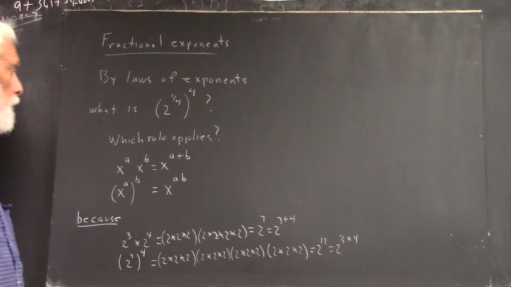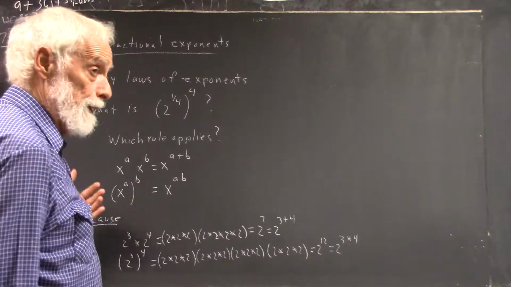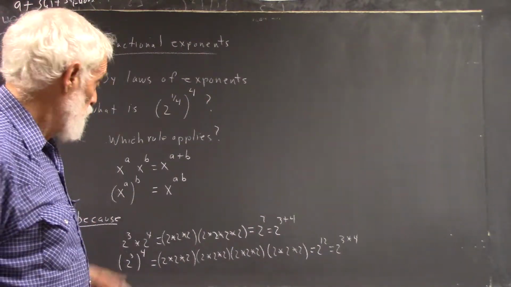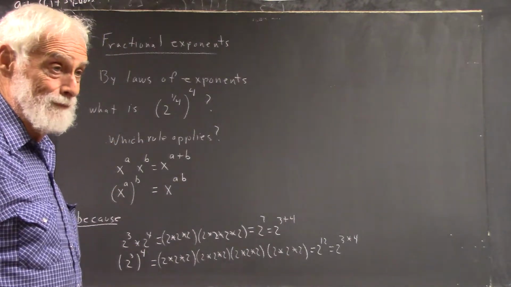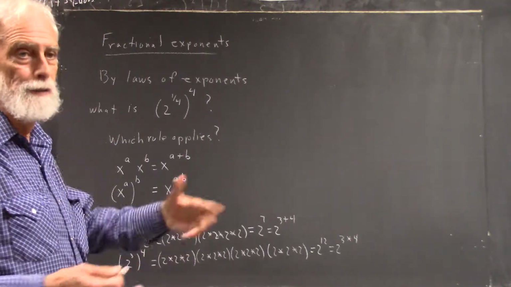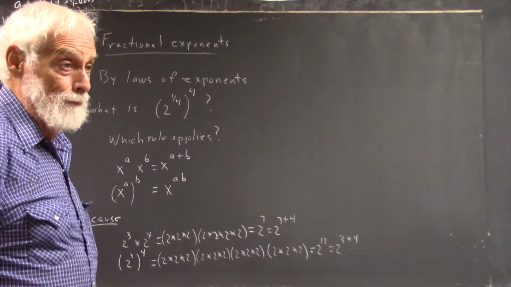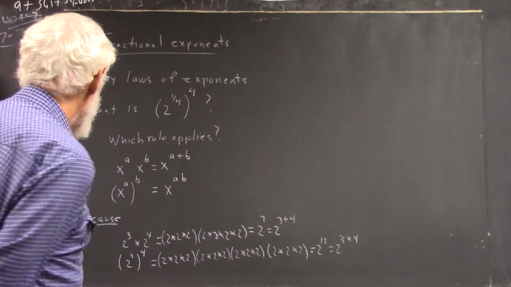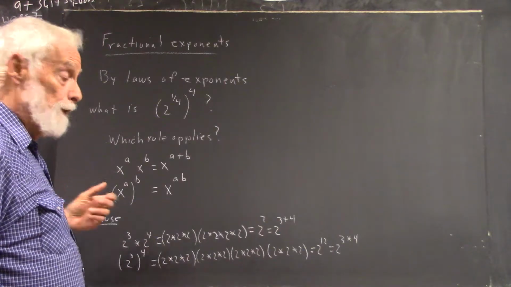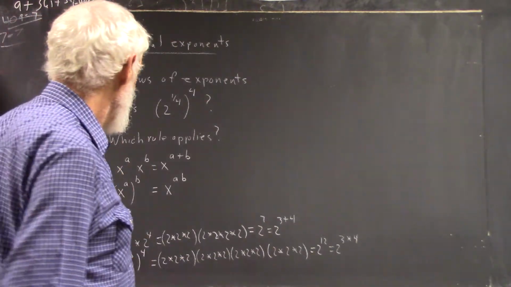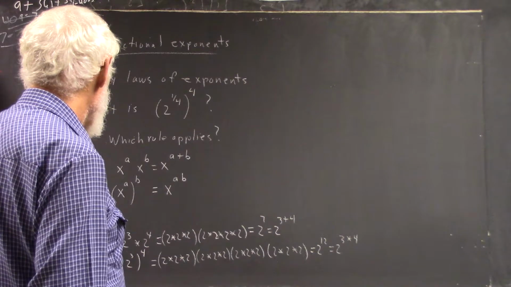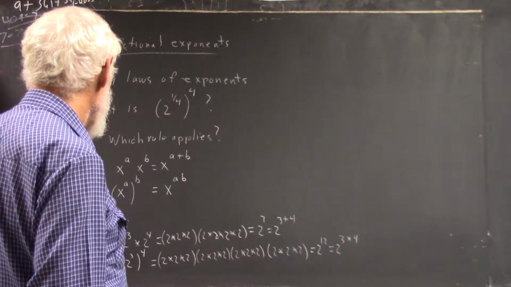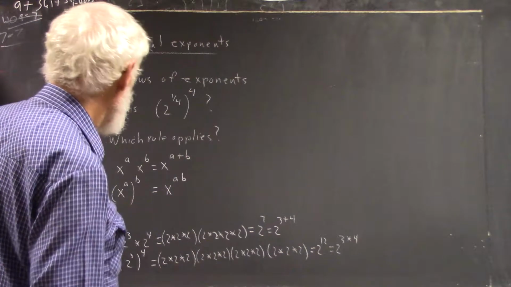So you should always be able to test any rule that you write down with 2's and 3's and 4's. Just with small numbers where it's easy to see what's going on. Okay? Those are a couple of the real basic rules. Well, we'll stick with those two.